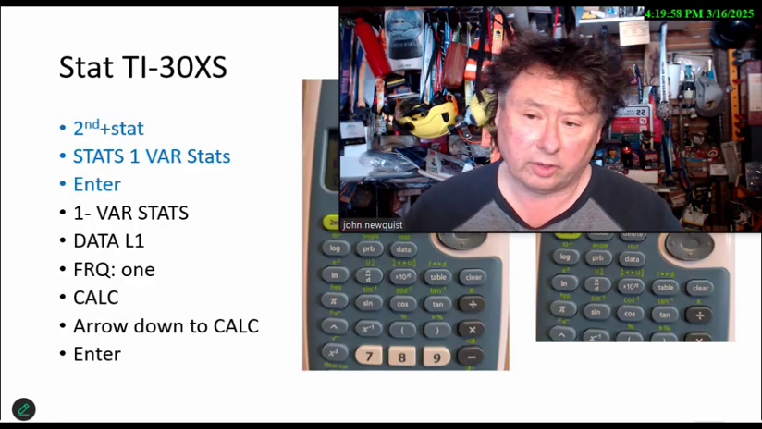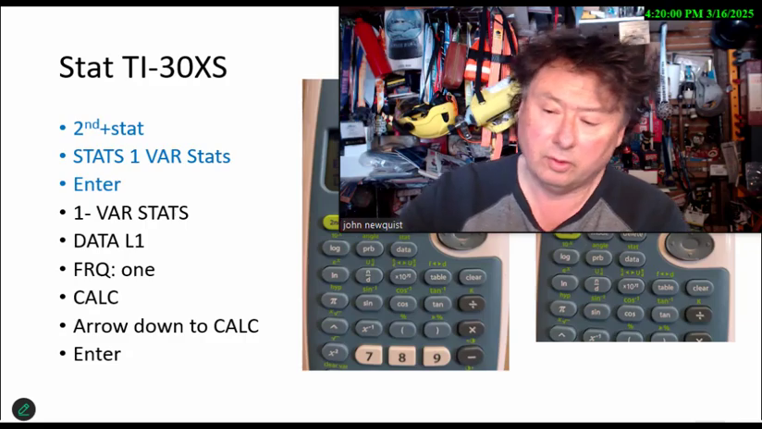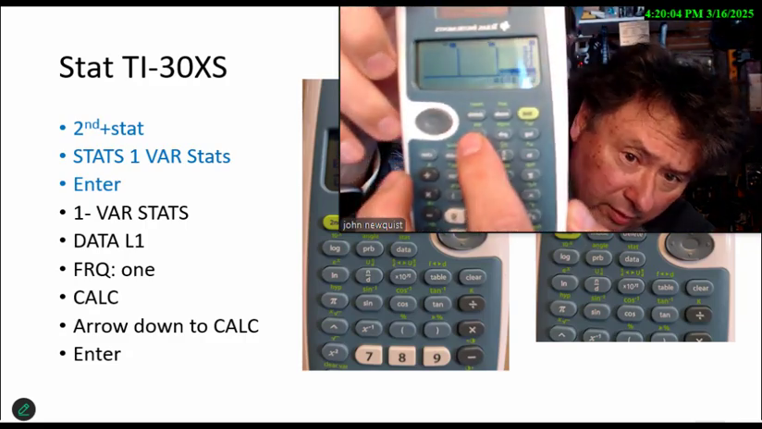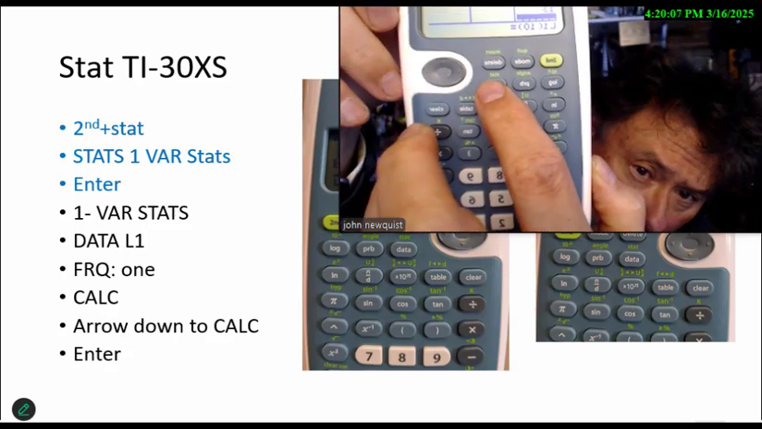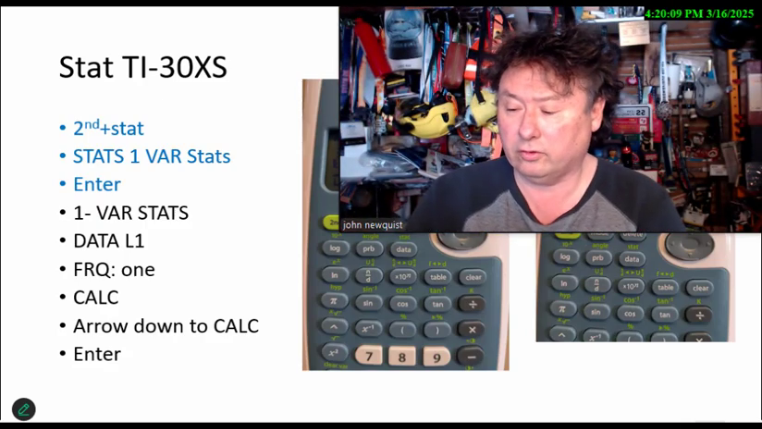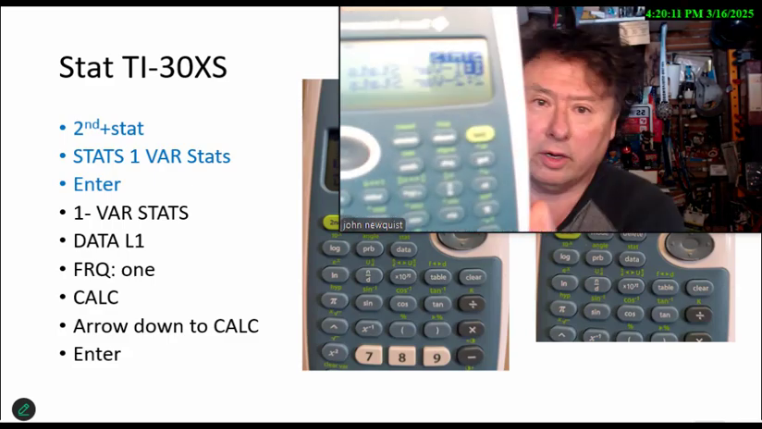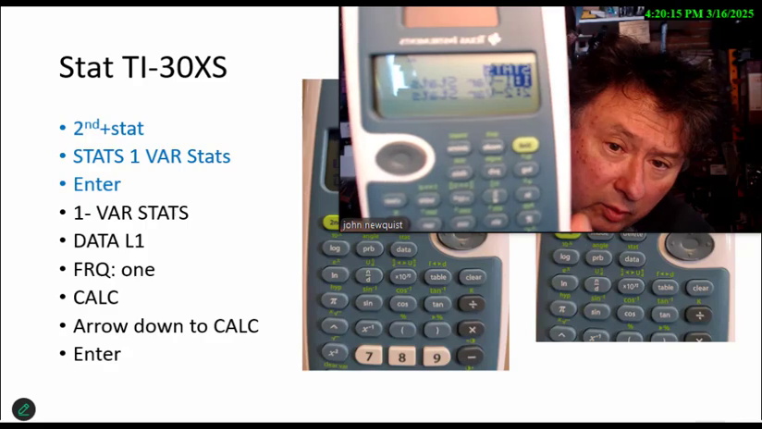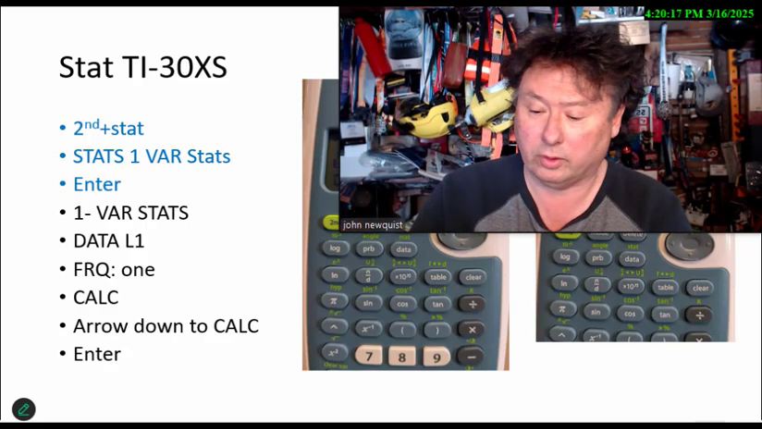Now we're going to hit the second variable stat button. Second is this light green button. Stat is above the data. So we get in here. It's kind of hard to see this. Okay, second stat. Now we're going to get our variable numbers, which is what we want. We want to calculate the variable statistics. So we enter.